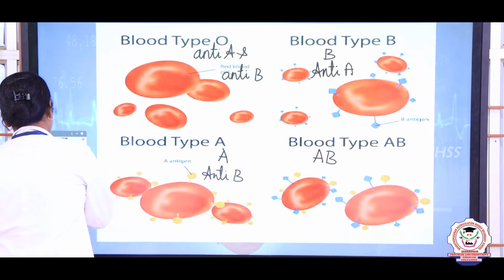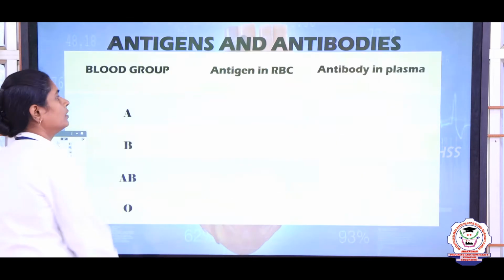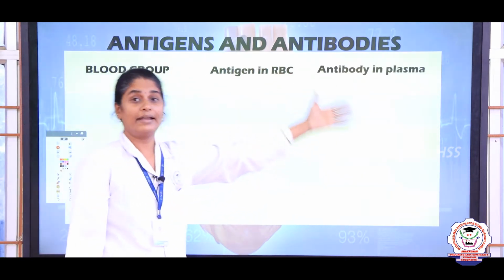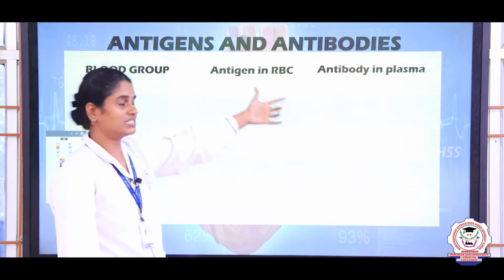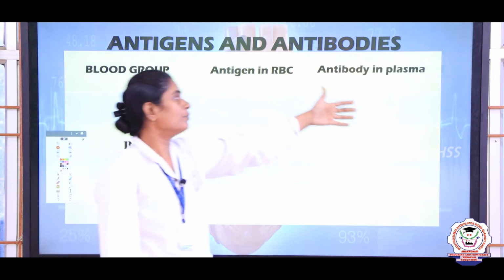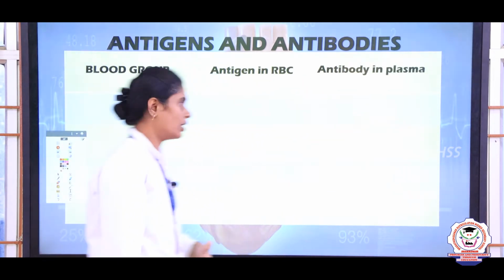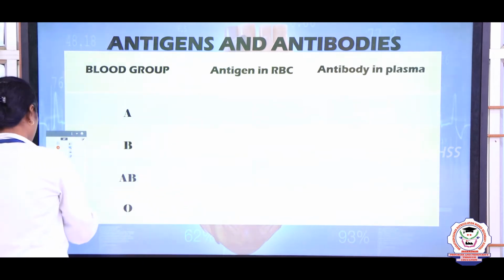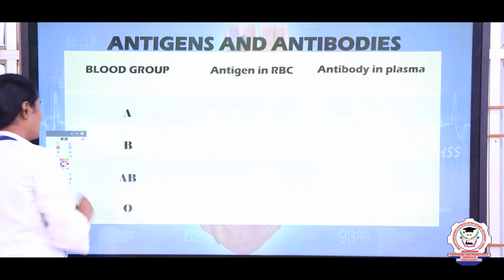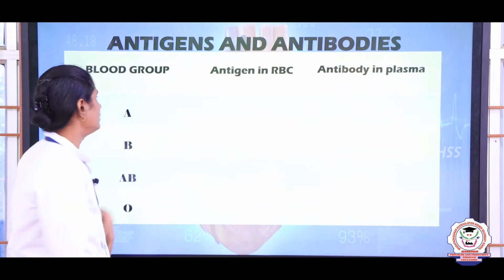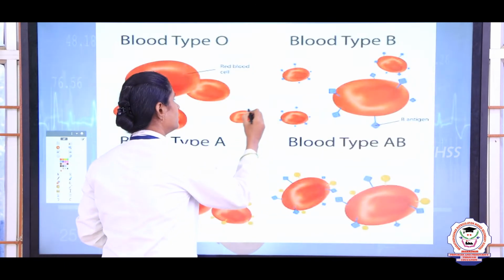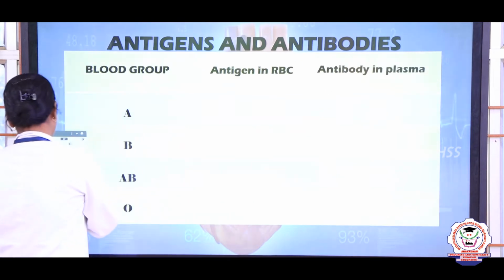Now, let us see the antigens and antibodies in the 4 blood groups. The antigen is present in the RBC, but the antibody is present in the plasma. In blood group A, what antigen will be present? In blood group A, antigen A is present.